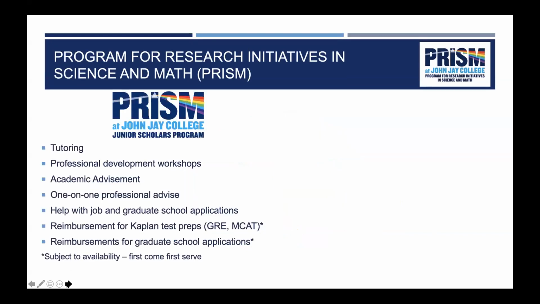So the Junior Scholars Program is an academic support program, and it offers tutoring, professional development workshops, academic advisement, one-on-one professional advice, help with job and graduate school applications, and reimbursements for any exams that you would need to take to go to graduate school, as well as any amount that you would have to pay to apply for graduate school. If you complete all of these requirements, you get a $300 stipend to do something that you should be doing anyway. So you get money to go to tutoring and go to workshops and work on your professional development.